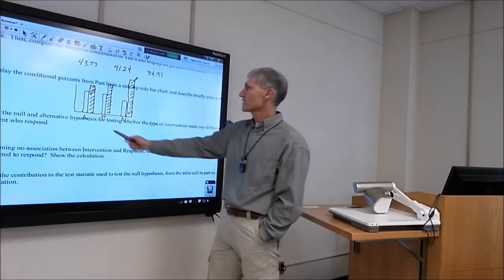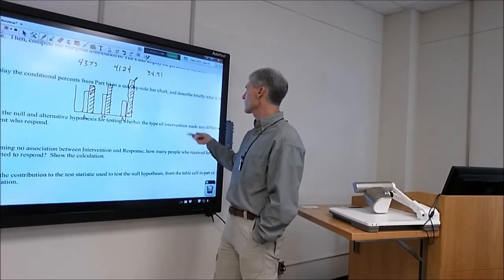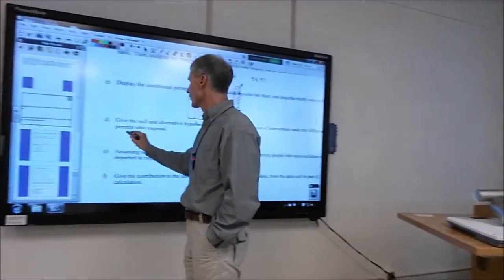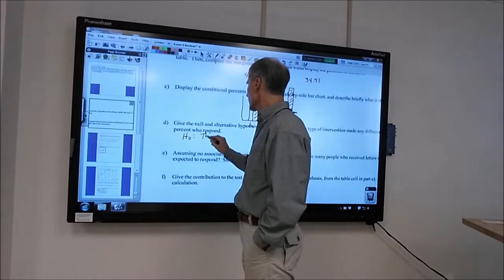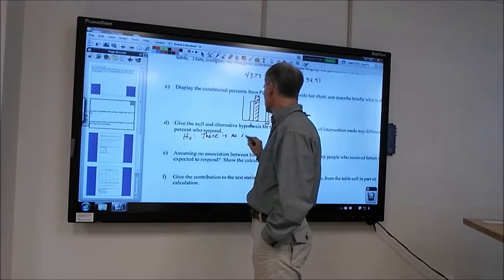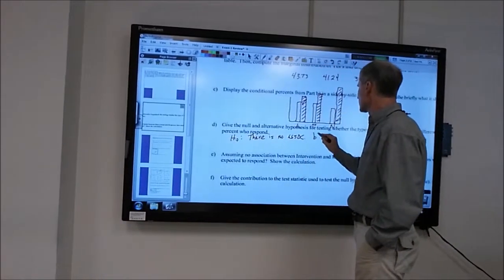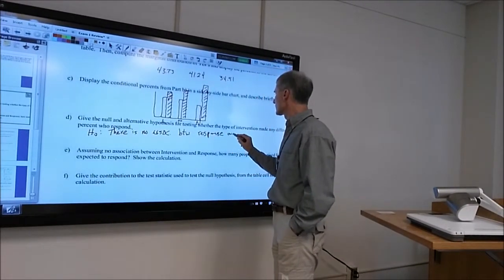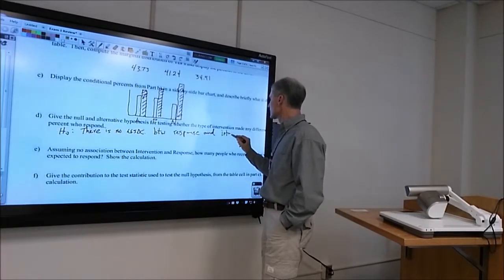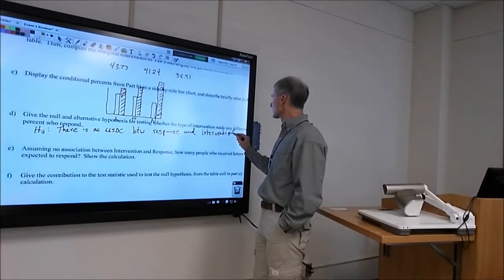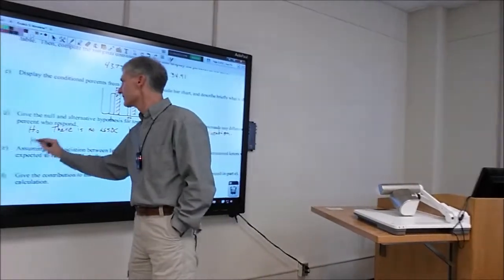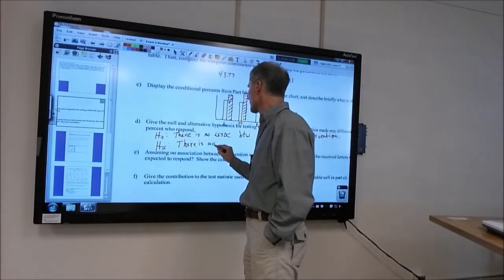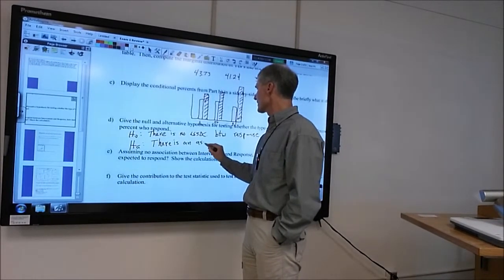Now we get to the testing part. Give the null and alternative hypothesis for testing whether intervention made any difference. So that's the chi-square test of association. What's the null? That there is no association between response and what type of intervention. And then the alternative, there is association. So instead of the word no, you put an, and copy the sentence.